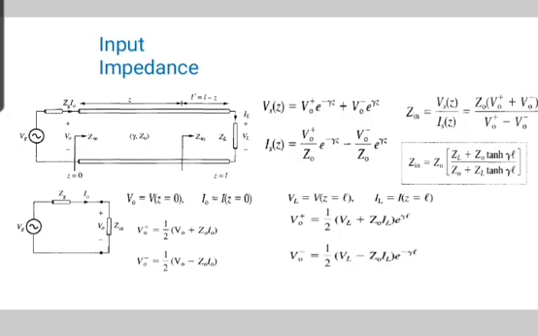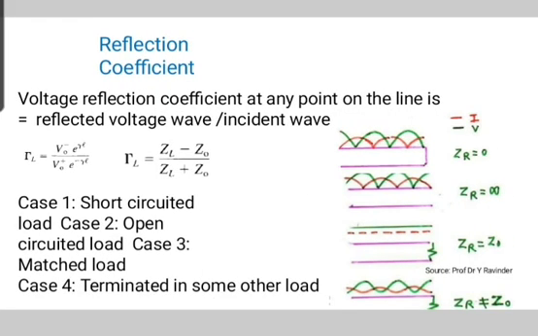Here equations for the input impedance are given. Now the next point is reflection coefficient. The voltage reflection coefficient at any point on the line is equal to the reflected voltage wave by the incident wave.